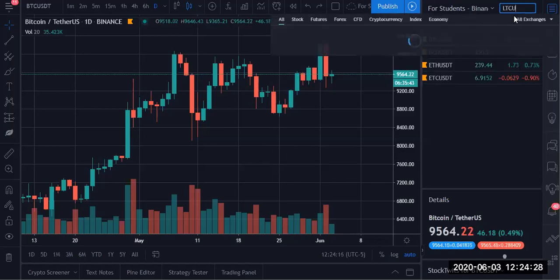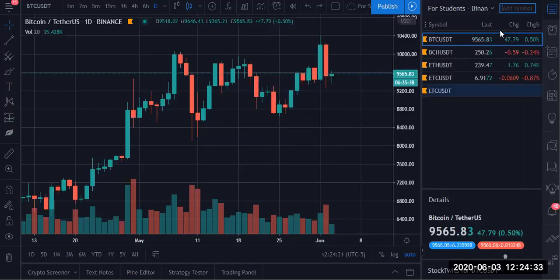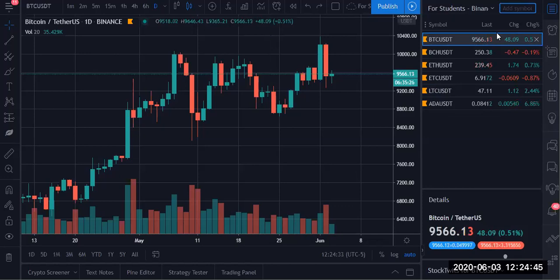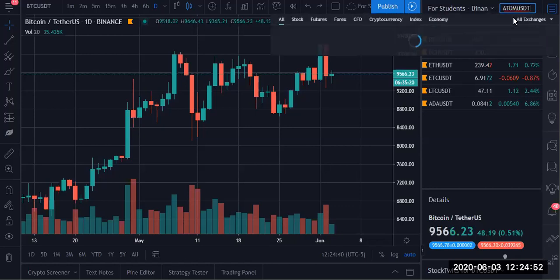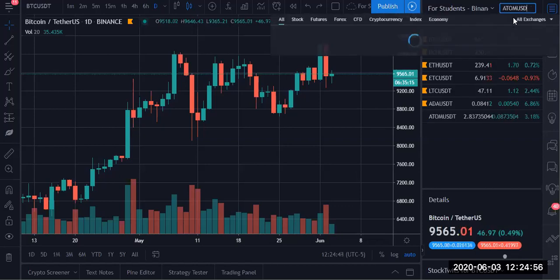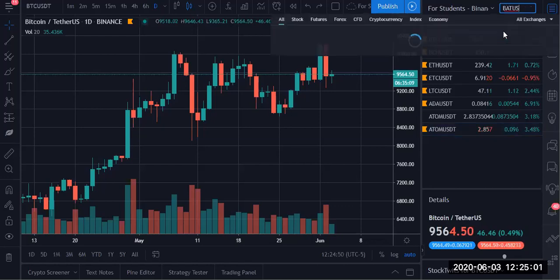Litecoin. Now, I think they have them set up in the way that they added them. Or, oh, wait a minute. Nope. That was my favorites list. So, ADAUSDT. And this is organized by volume, I guess. So let me organize this by pair. ATOMUSDT. Oh, ATOMUSDT. That's Cosmos. Basic Attention Token. That's BAT.